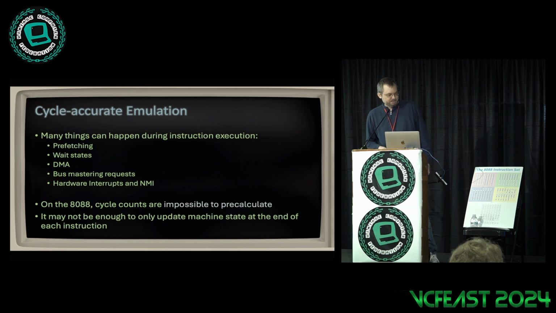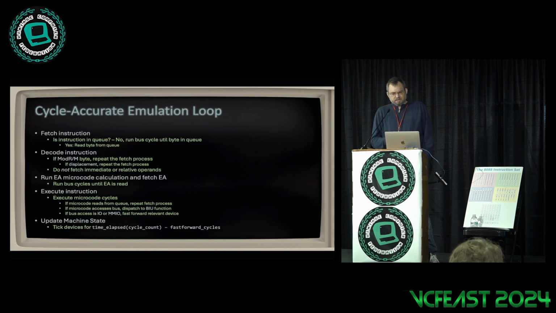But it just goes to show how you can't just look at it in a table and see how, oh, this instruction takes this number of cycles. And this isn't even accounting for the prefetch queue. So you have to make all these variables and multiply them by 4. So a cycle-accurate emulation loop is much more complicated.